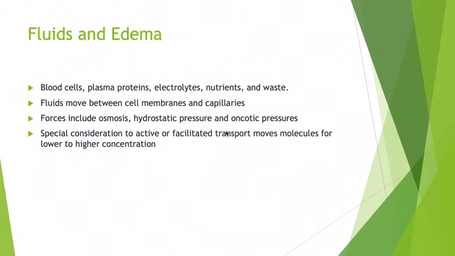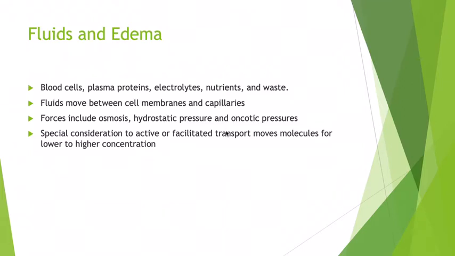Within that fluid, it's blood cells. There's red blood cells, white blood cells, the cells of the different tissues. Within there, there's plasma and the plasma proteins such as albumin and platelets. There are electrolytes such as sodium and potassium, and the nutrients such as glucose, and then our waste products, which is some hydrogen ions, lactic acid, and such as from metabolism.